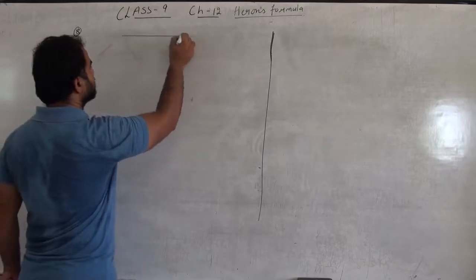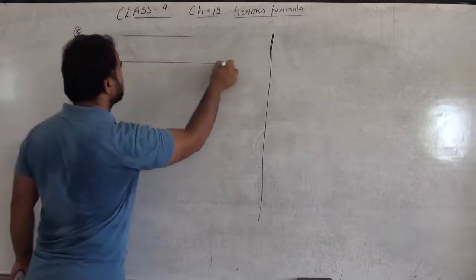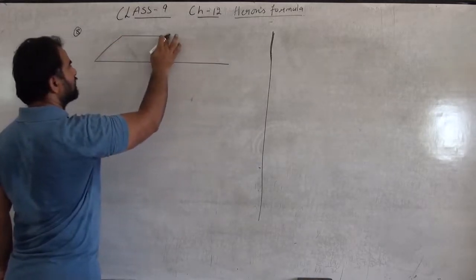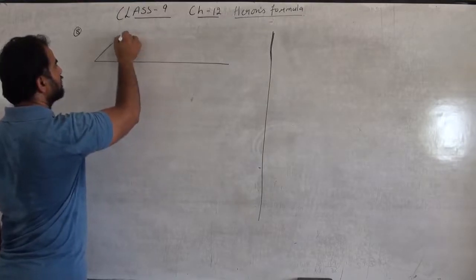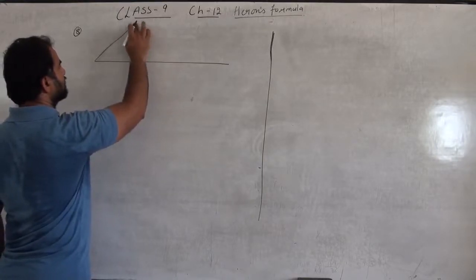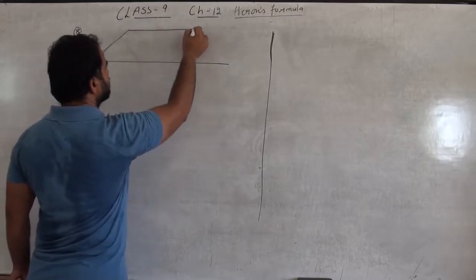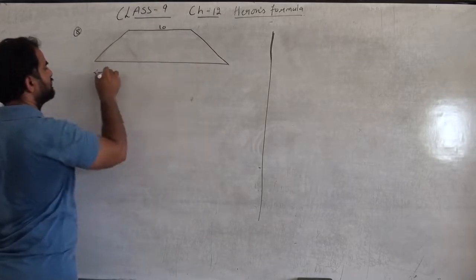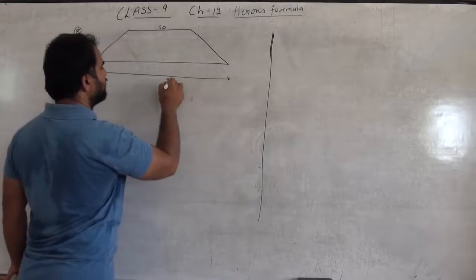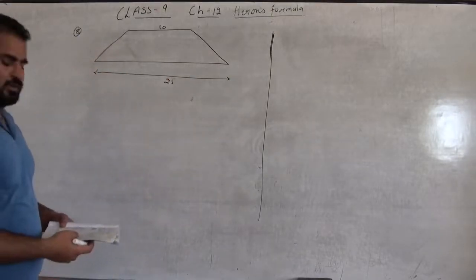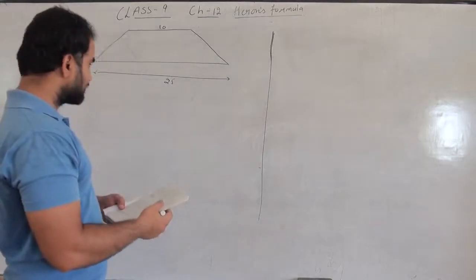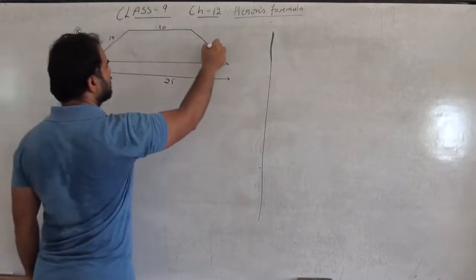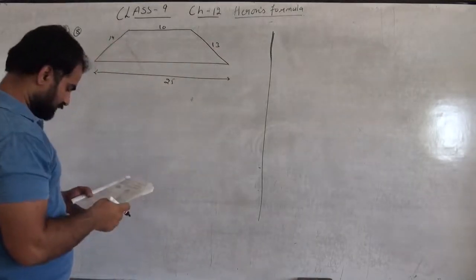So this is the trapezium, and the parallel sides are 25 and 10. This is 10 and the whole length is 25. Done. Now the non-parallel sides are 14 and 13. These two are non-parallel sides, so it will be 14 and it will be 13 meters.